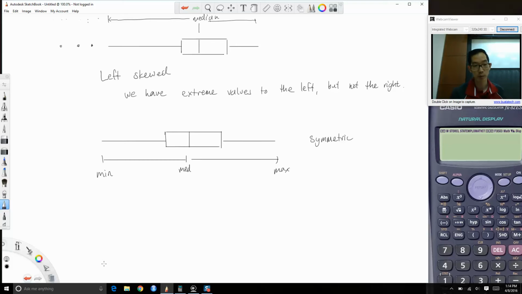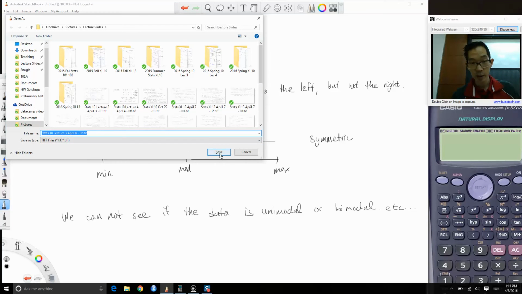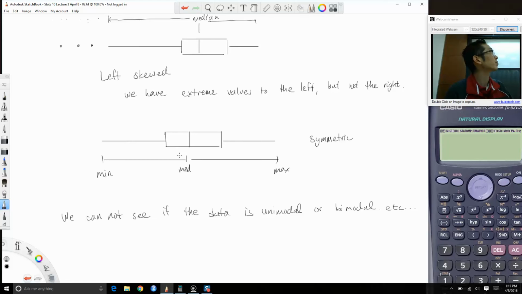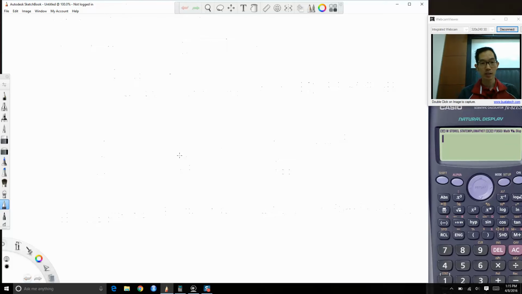Okay, but what we cannot see is if the data is unimodal or bimodal or whatnot. But you can start making comparisons pretty quickly, I think, between box plots. So if I can flip to the next slide.